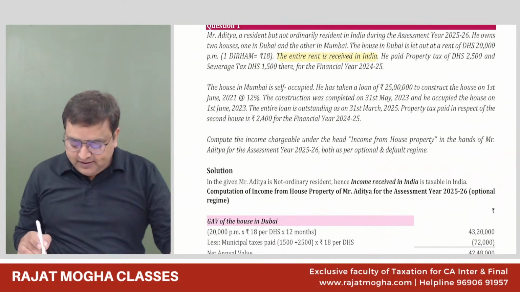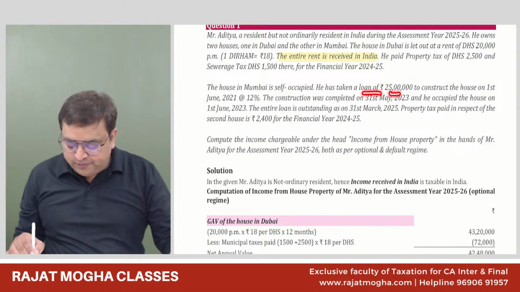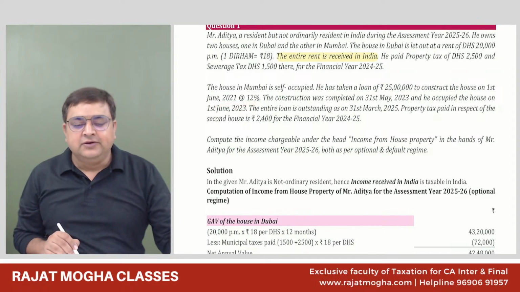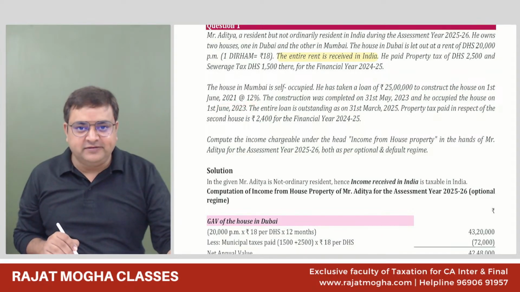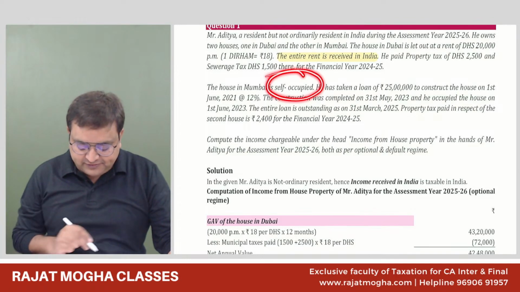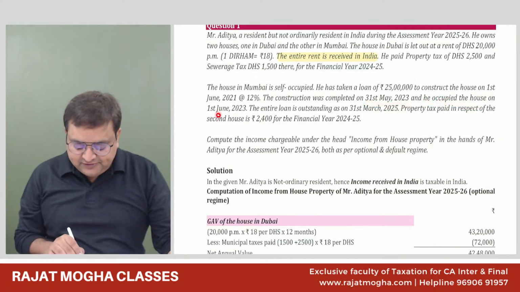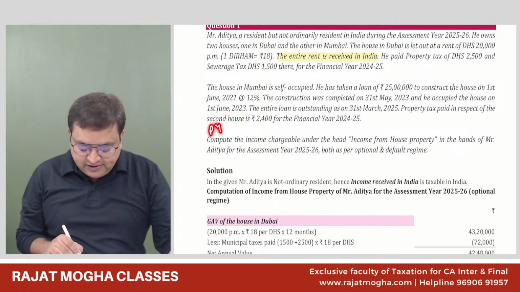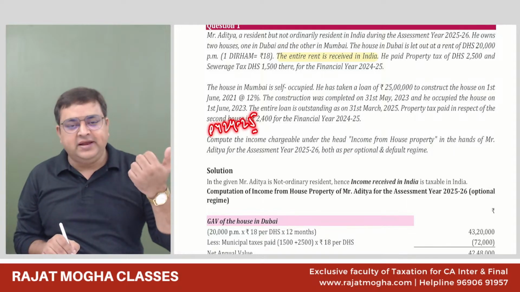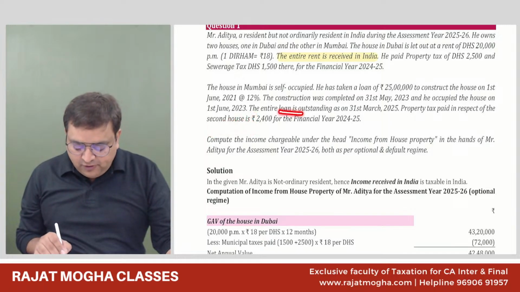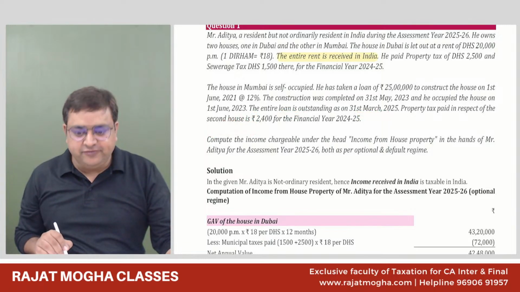Okay. He has taken a loan of 25 lakh rupees to construct the house on 1st June 2021 at 12%. So in June 2021, he has taken a loan of 12% for this house, and it's a self-occupied house. The construction was completed on 31st May 23. Okay. And he occupied the house on 1st June 2023. Correct? Our year is previous year 24-25. So last year only the construction was completed and he occupied it last year itself. The entire loan is outstanding as on 31st March 25.